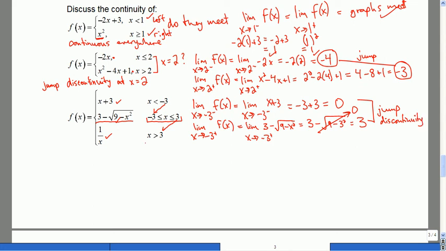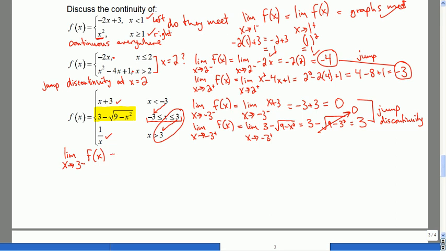And let's take a look at this piece here. So we already know what the value is as we approach negative 3. This time we're focusing on the other part to join up, which is at positive 3. So I'm going to take a look at the limit as x goes to 3 from the left of f of x. And on the left side, it's going to be approaching from this graph here.